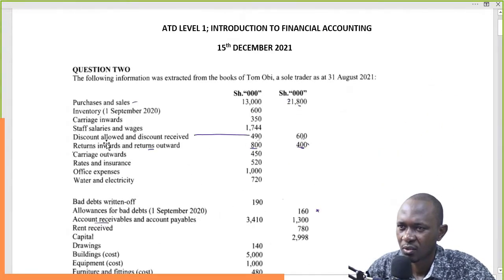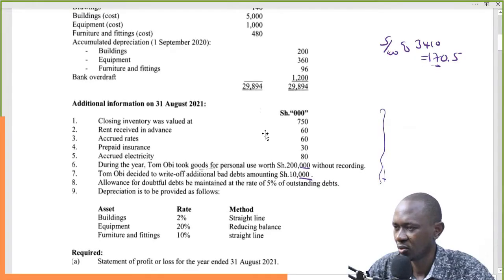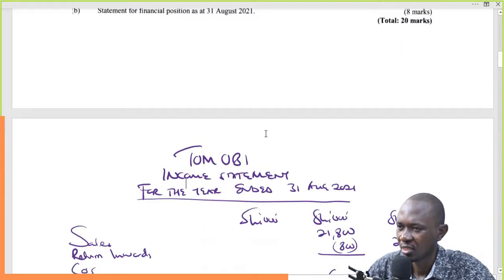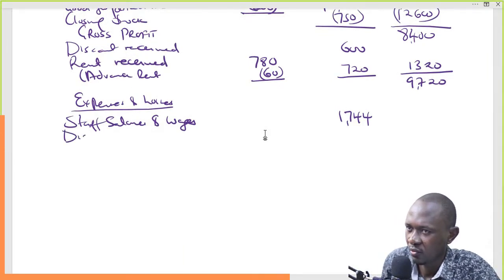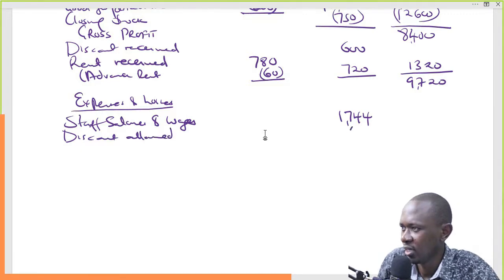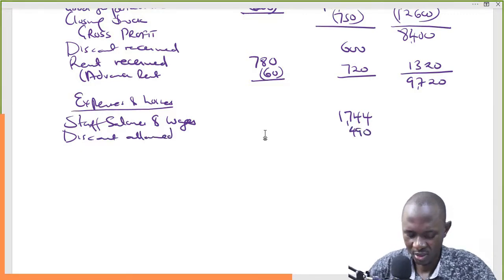Then let's pick the next one. Discount allowed, of course, this is an expense. This is a loss to the business. So discount allowed 490, it's a debit entry, so we'll pick it as it is.